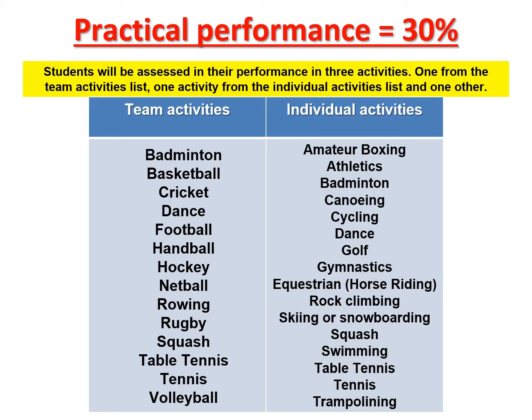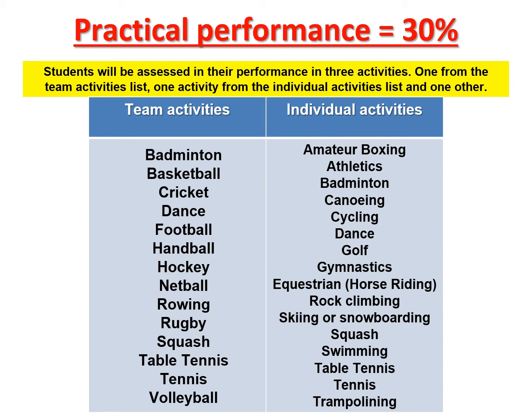So the practical performance. The practical part of the course is worth 30%, and for that 30% you're required to take 3 sports. The first is a team activity sport, so you have to take 1 off the list on the left. The second is from the individual activity, so the list on the right. And then you choose 1 other, so from either list.